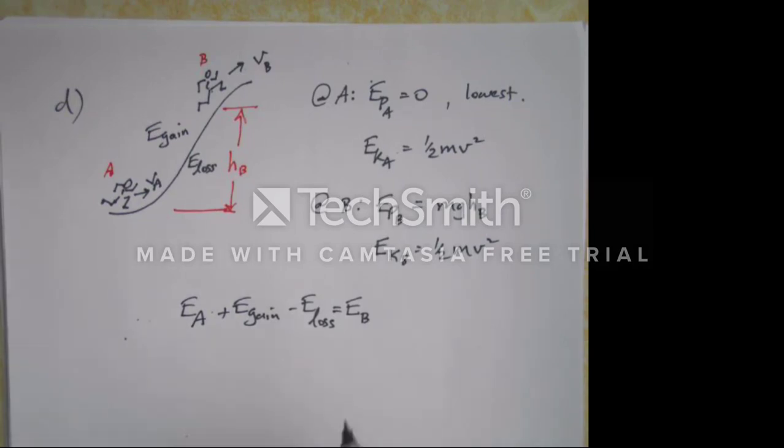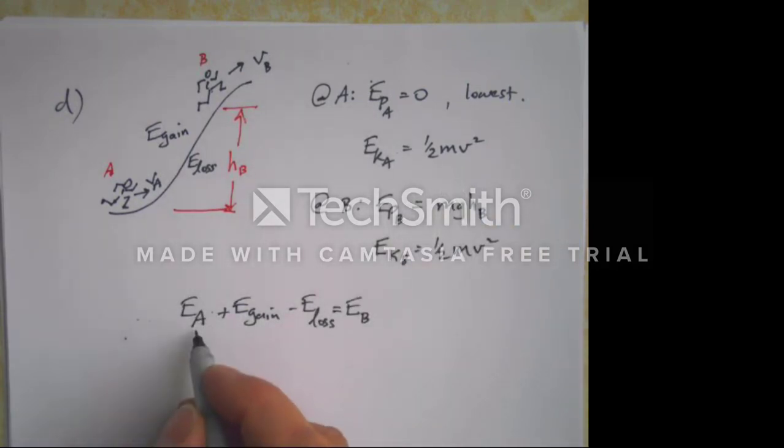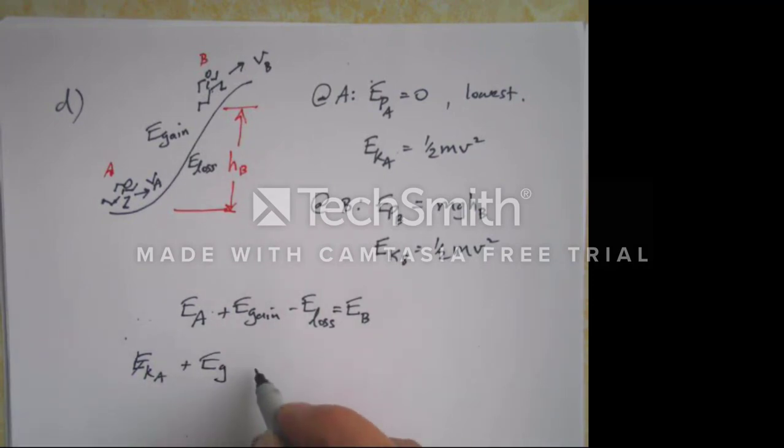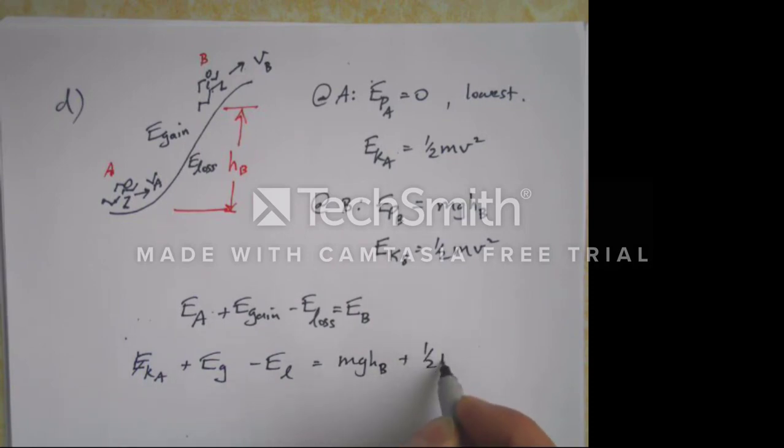So now from here we can fill in our spaces. What was that energy at A? Oh, at A we just have kinetic energy at A. We had a gain, I'll just say EG instead of E gain, minus E loss, EL instead of E loss, equals the energy at B, and mgHB, plus a 1/2 mv squared.